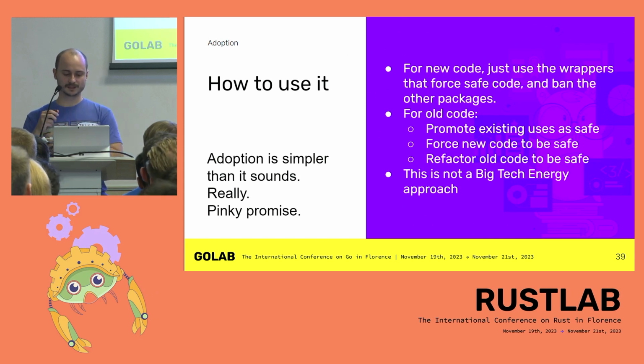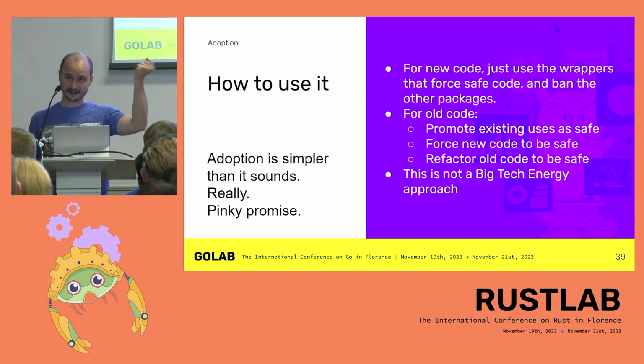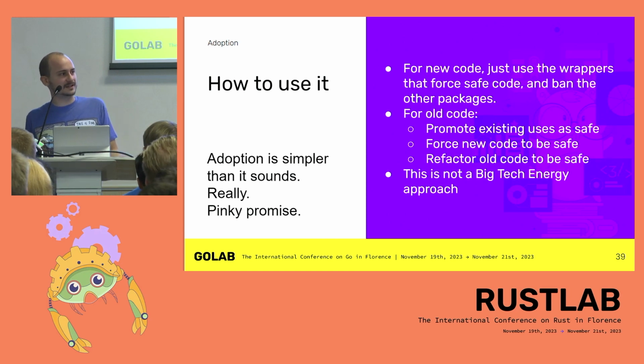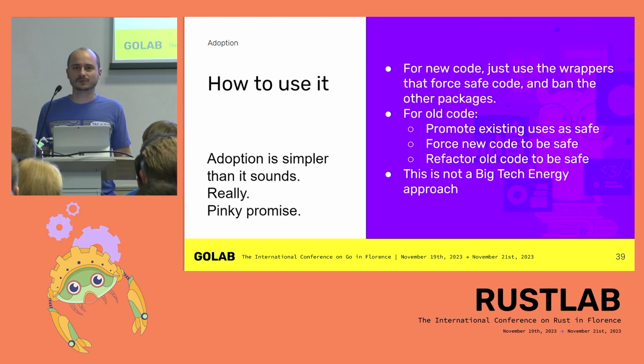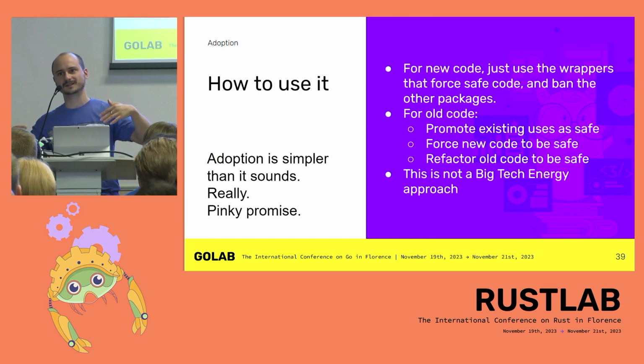The first one is we promote existing uses as safe. I will get to this. Then we force new code to be safe, and then we refactor the old code to also be safe. I would like to highlight that this is not the big tech guy approach of, yeah, anybody can do this, just fire up your editor, refactor a bajillion lines of code in 1 second, send one change list that updates your entire code base. No one can do that. I mean, maybe Google or Facebook, but no one has that kind of power. So let's tune it down a bit and let's make it usable.